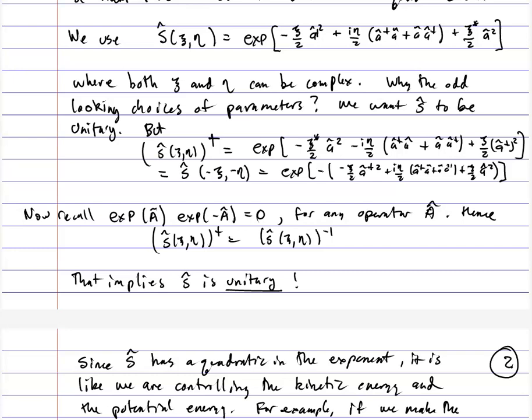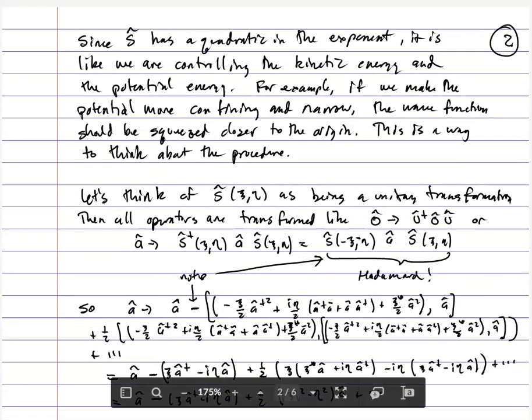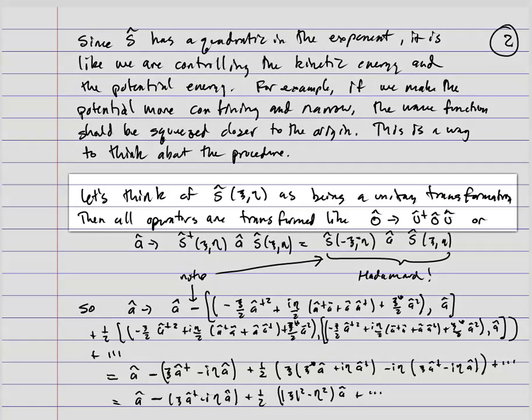That's the most general quadratic, written as an exponential in terms of the a and a dagger operators, that is unitary. Okay? Now, again, the way that you can think of this is that we're modifying the kinetic and potential energy, and we're making the potential more confining or less confining, and that corresponds to extra squeezing in position or in momentum, depending upon how you're doing it.